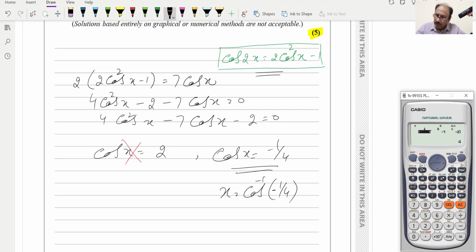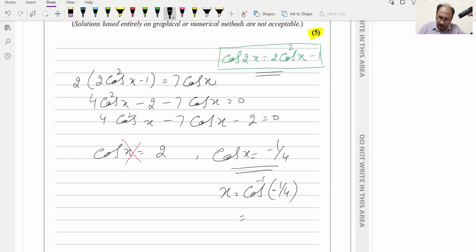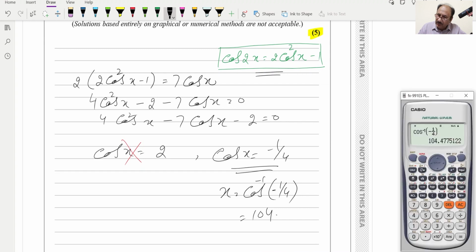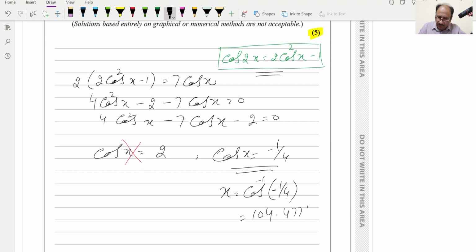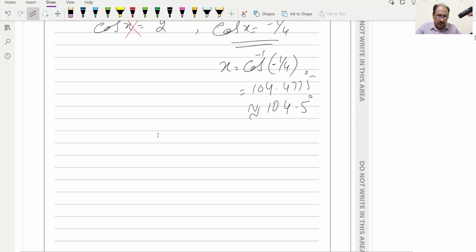So we can check for this one. Shift cos of minus 1 over 4, and this will be equal to 104.4775, or approximately we can write this as 104.5 degrees. Now we will be checking with the coordinate axis.